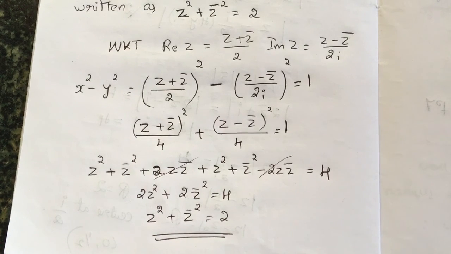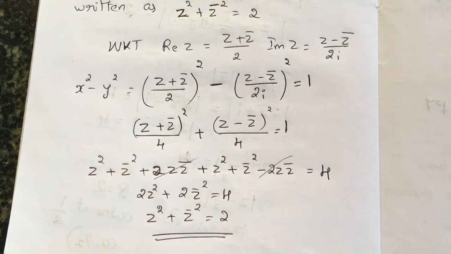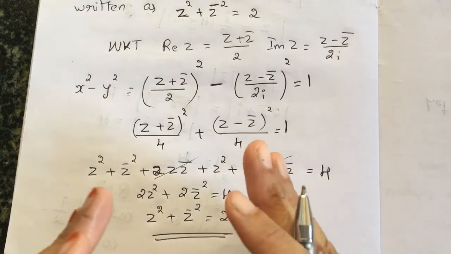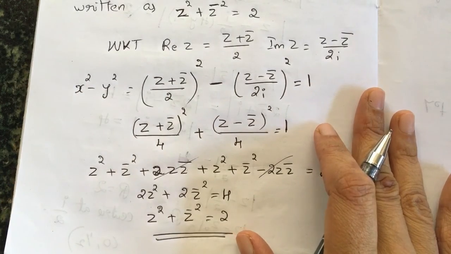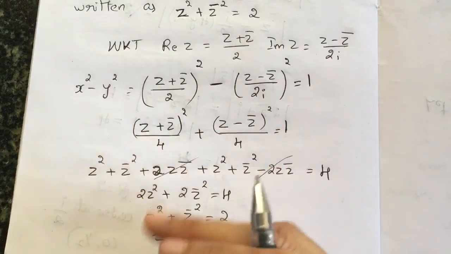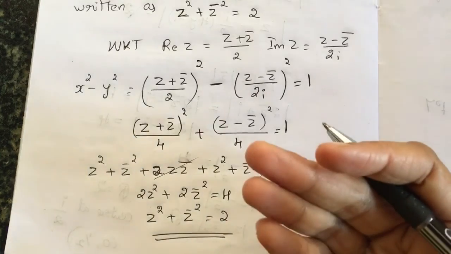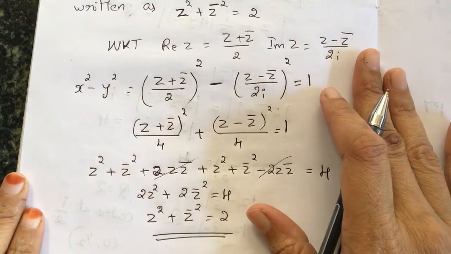Okay, that's all in this video. In my next class I'll explain one more way of writing a complex number, that is polar form. So far we studied Cartesian form, we used z equal to x plus iy. Now we will write z in polar form, or one more, exponential form. So that I'll take in my next video.